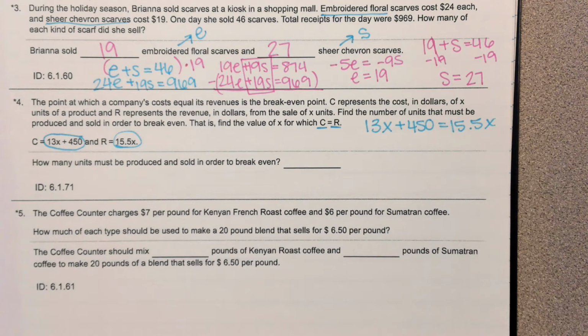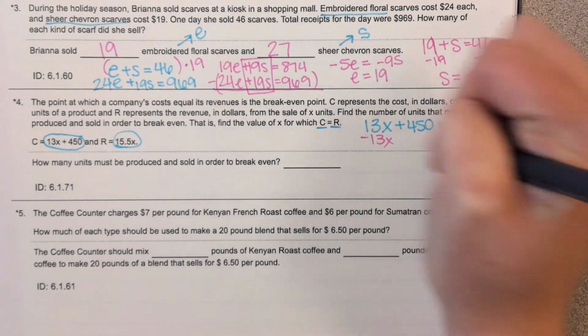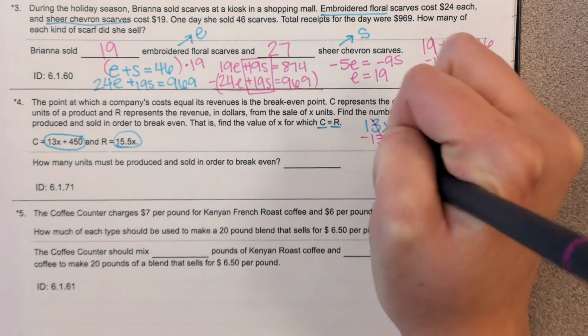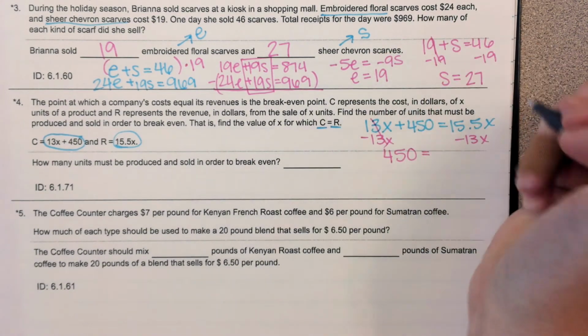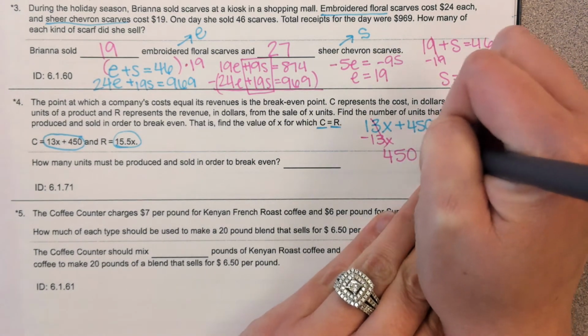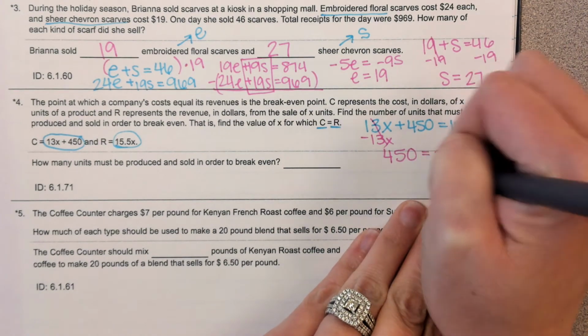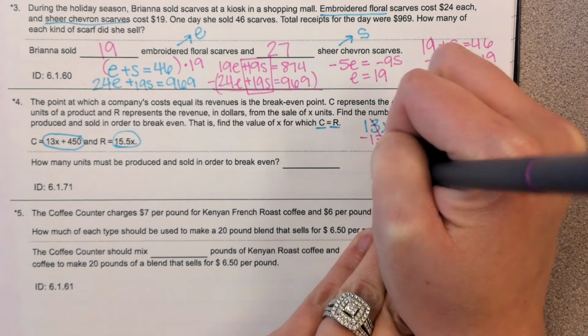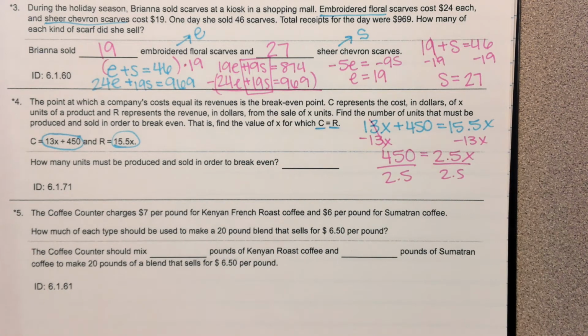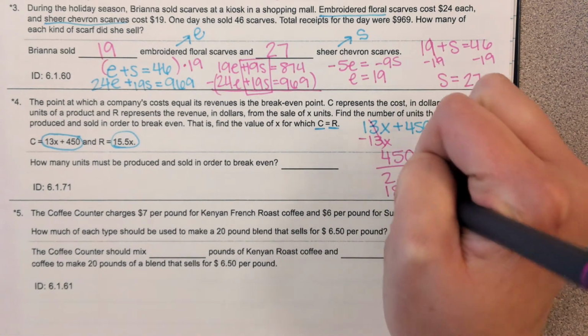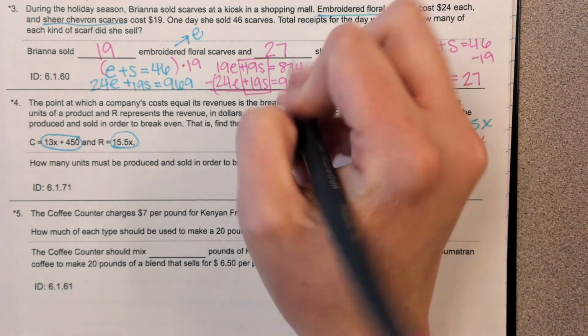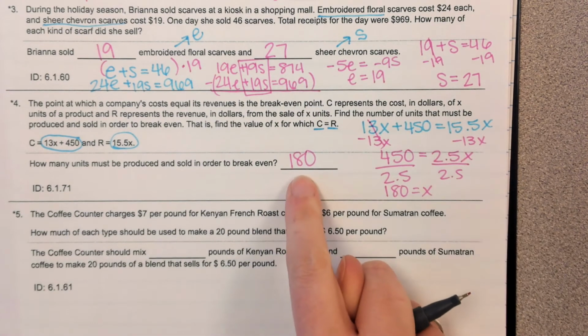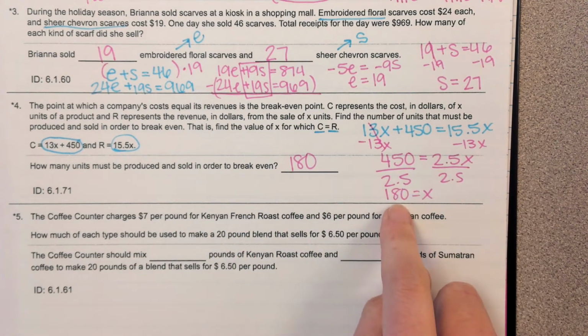So you can subtract 13x from both sides, and you get 450 equals 2.5x. We divide both sides by 2.5, and you get 180 equals x. So they have to produce 180 units to break even. That means that they're not losing money and they're not making money.